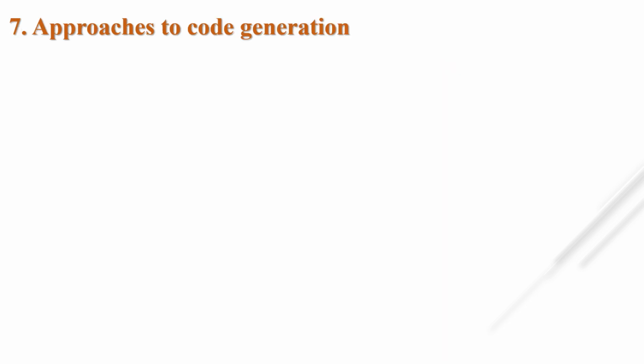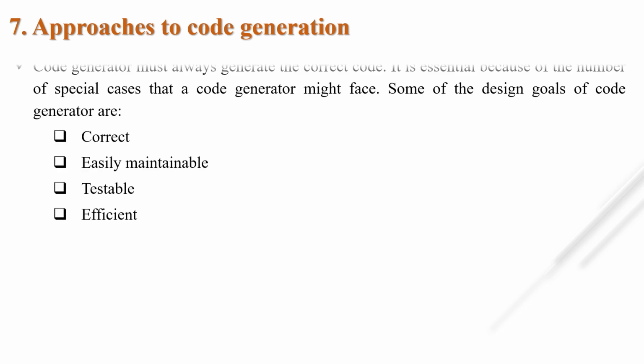The next issue is approaches to code generation. The most important criterion for a code generator is that it produces correct code. Correctness takes on special significance because of the number of special cases that a code generator must face. Given the premium on correctness, designing a code generator so that it can be easily implemented, tested and maintained is an important design goal. So the design goals of code generators are: correct, easily maintainable, testable and efficient.